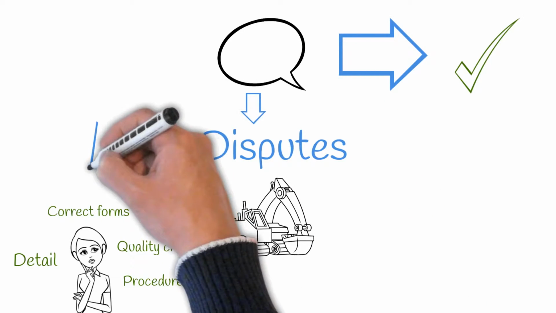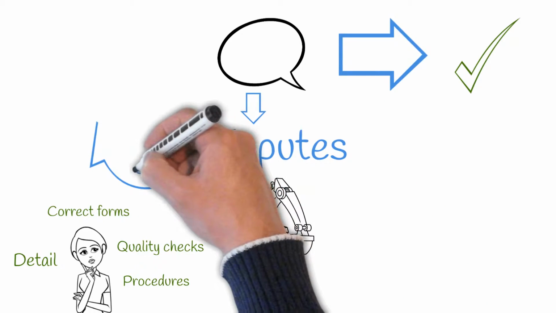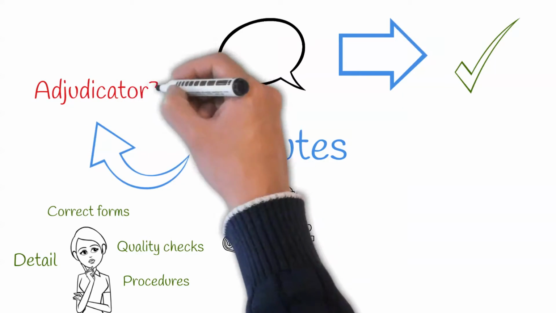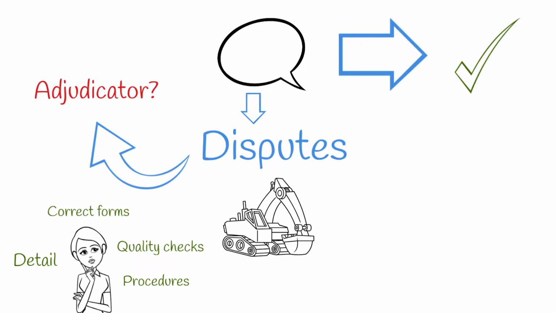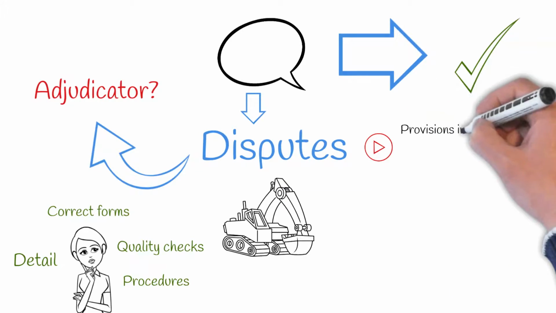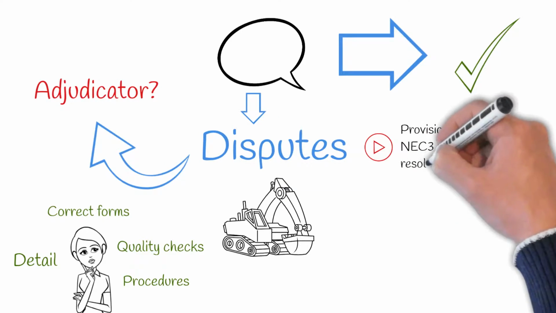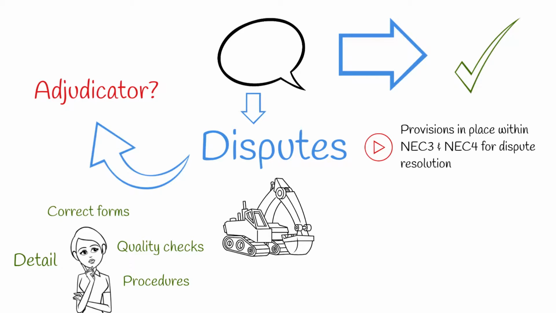Sometimes parties fail to reach an agreement. In this instance, an external body may need to be brought in to aid in finding a resolution. In this video, we'll be looking into what provisions are in place within the NEC3 and NEC4 for dispute resolution.